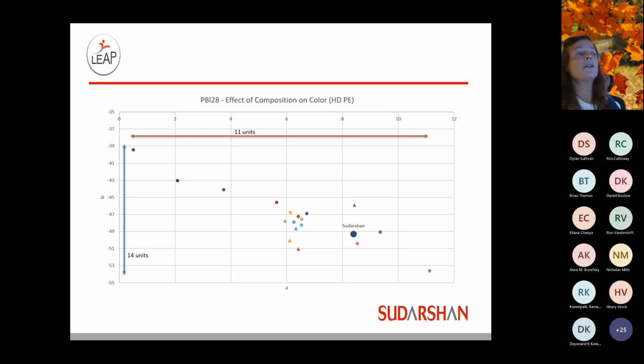So here you can definitely see there's a lot more options with respect to the pigment blue 28. In the red space, we have 11 units of space that we can cover, and in the blue space we have 14 units of space that we can cover. So you can see where our initial product is going to be, as well as some options for other products to be introduced in the future.